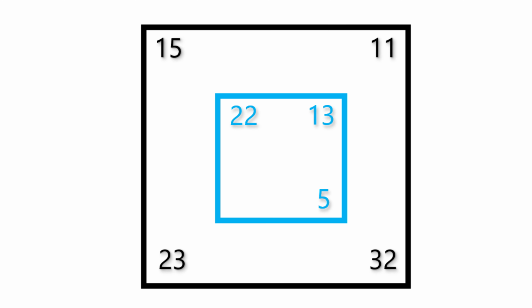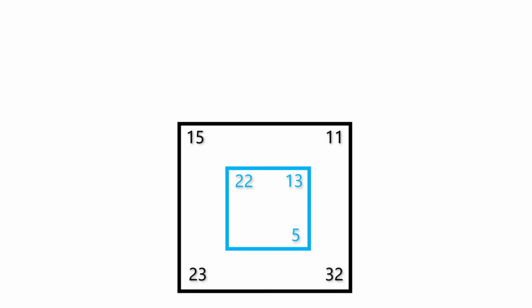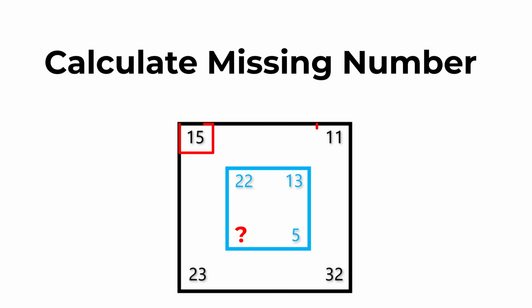You're presented with 2 squares. Smaller square is inside the larger square. Both squares have numbers in the corners. The larger square has numbers 15, 11, 32, and 23. The smaller square has numbers 22, 13, 5, and 1 number is missing. And this is the number you need to calculate.